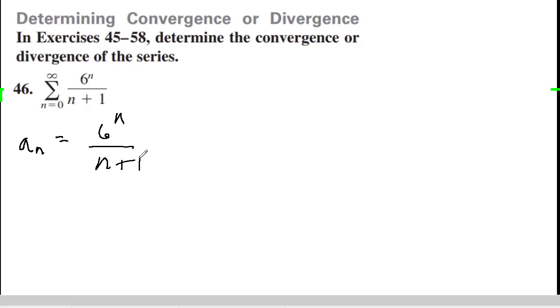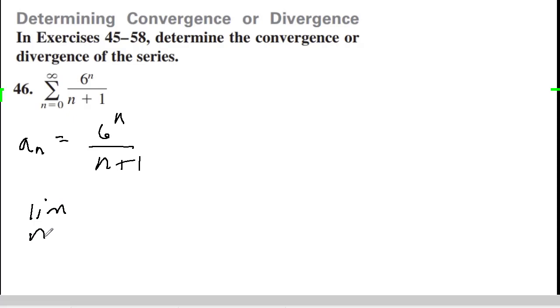You should recognize that 6 to the n is an exponential function with a base that's bigger than 1, so that is an increasing function, and exponential functions grow really, really fast. So the exponential function is going to grow much faster than the linear function in the denominator, and you should recognize just by looking at this that your terms are not going to go to zero, that they're going to go to infinity. And so again, we did this during class.